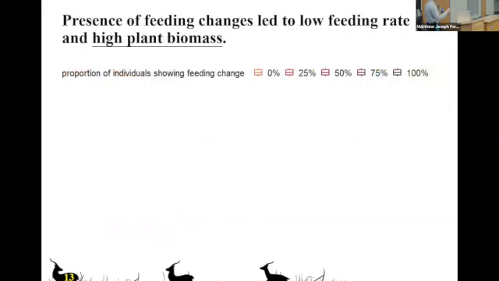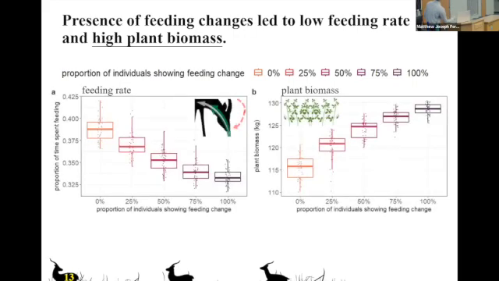So we did a simulation with 2 steps. The first step was to compare presence and absence of feeding changes and how that affected other trophic levels. So we simulated different proportions of individuals showing feeding changes, ranging from 0 to 100%. For example, 25% means a quarter of herbivore individuals showed feeding changes after infection, but the other 3/4 did not. For habitat selection and infection intensity, we simulated following the empirical data. And these are the results.